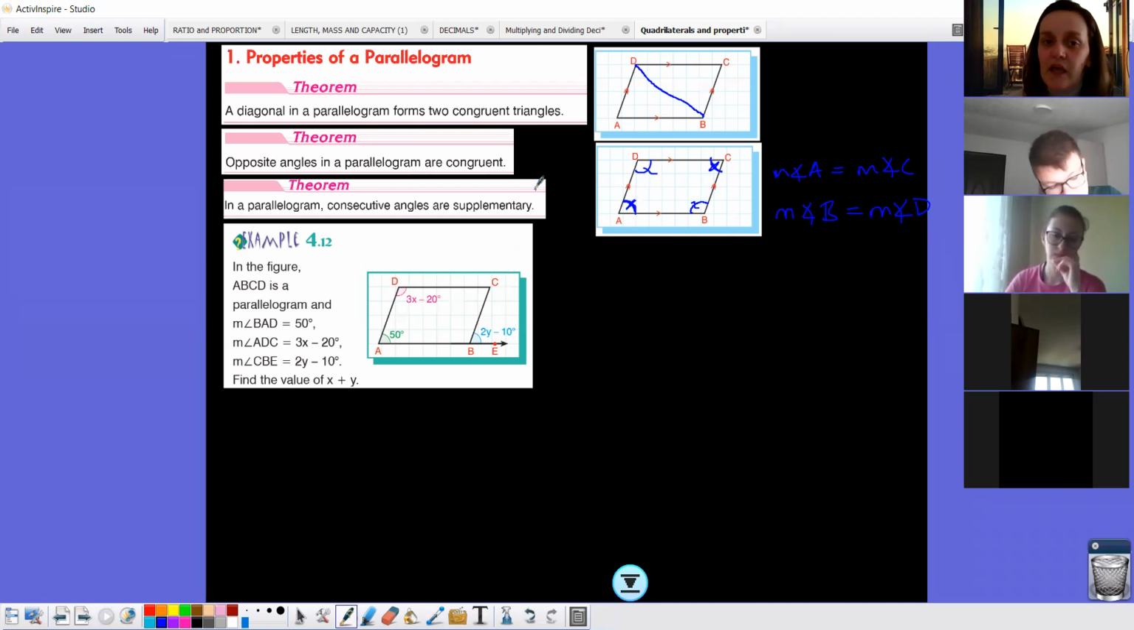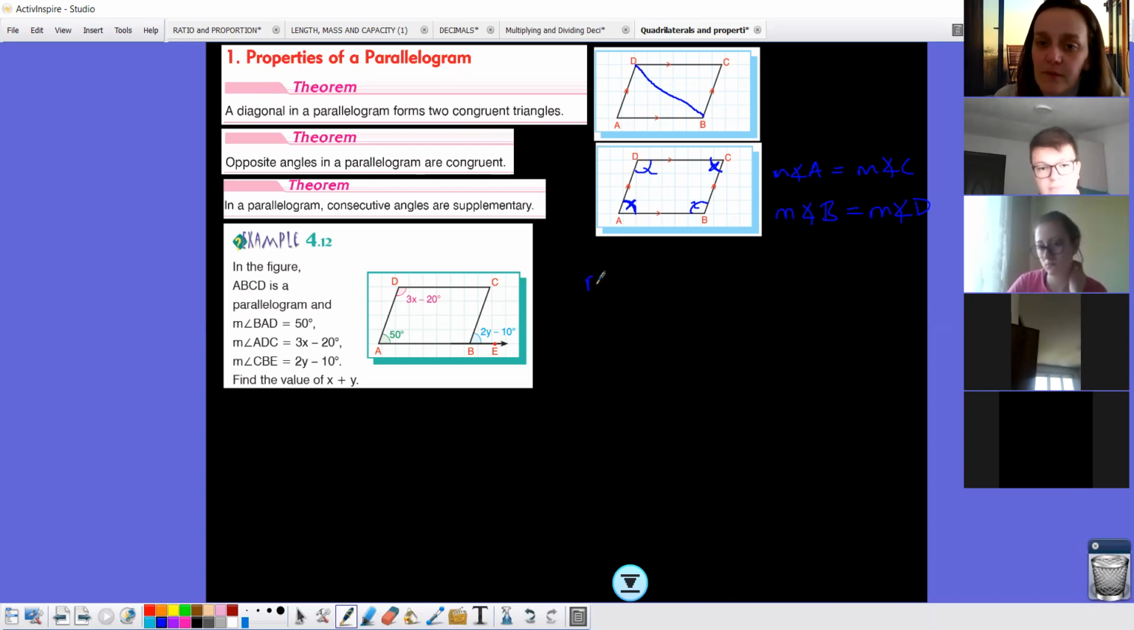And the third theorem says that in a parallelogram, consecutive angles are supplementary. Which ones are consecutive? AB, BC, CD, DA, they are consecutive angles, okay? So what does supplementary mean? Their sum is 180.